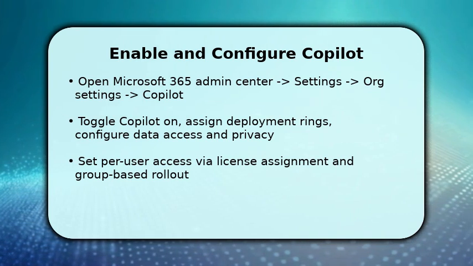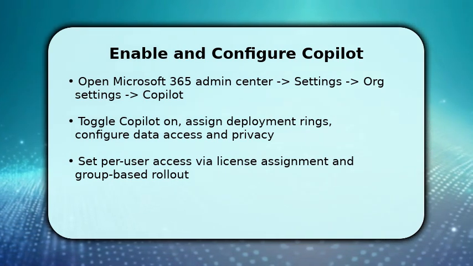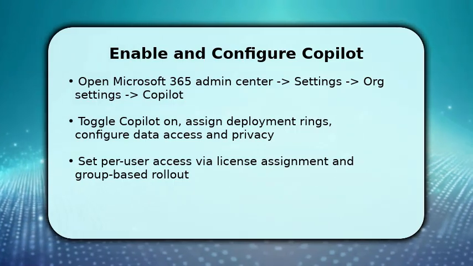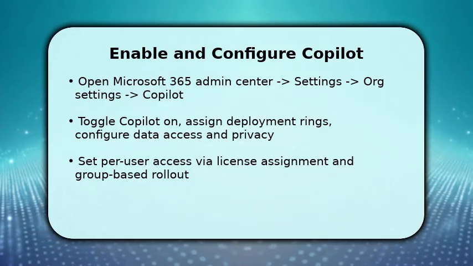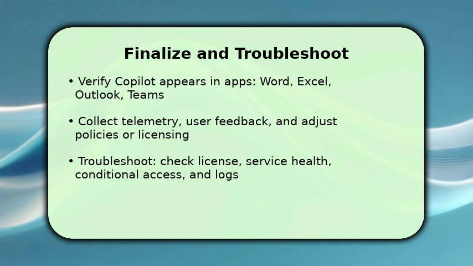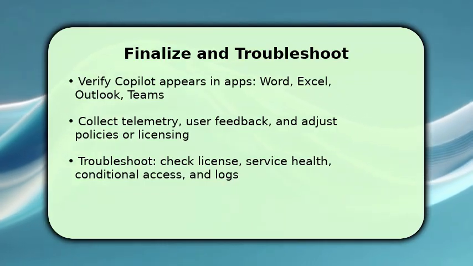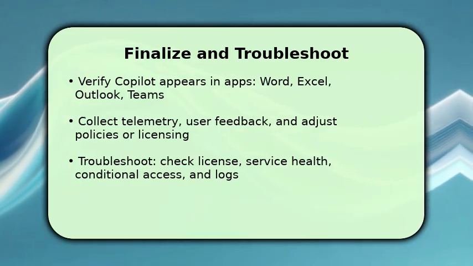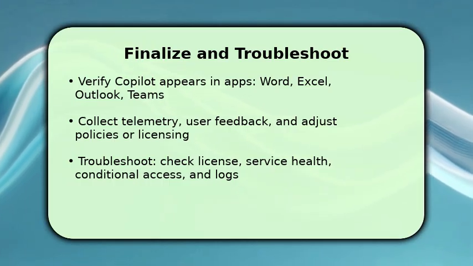Assign licenses and use group-based assignments to target pilot users. Once configured, validate access by signing in as a pilot user and opening an Office app to confirm Copilot appears. To complete activation, verify Copilot shows up in Word, Excel, Outlook, and Teams for pilot users. This confirms successful rollout. Collect telemetry and user feedback, then refine policies, privacy settings, or license counts as needed.